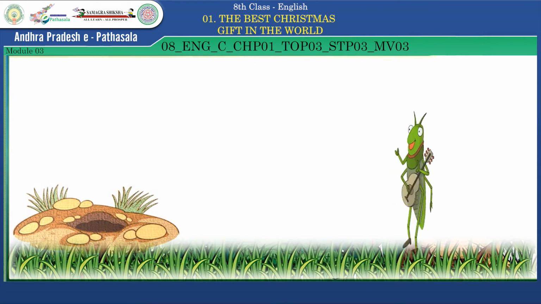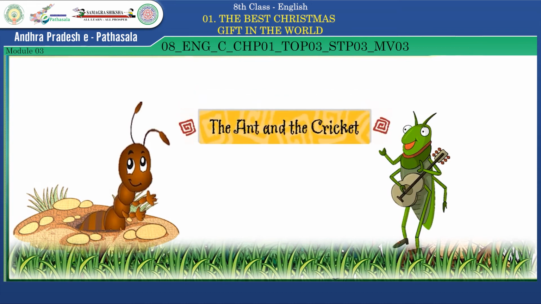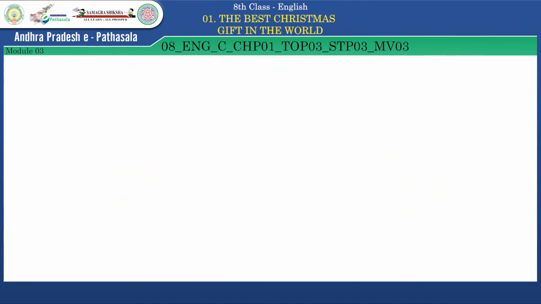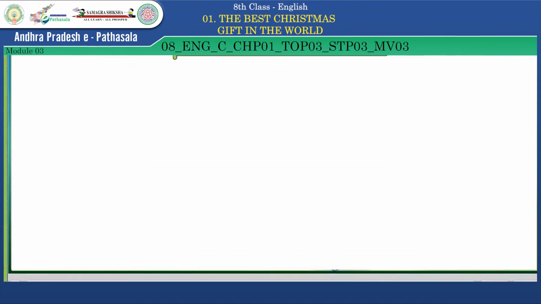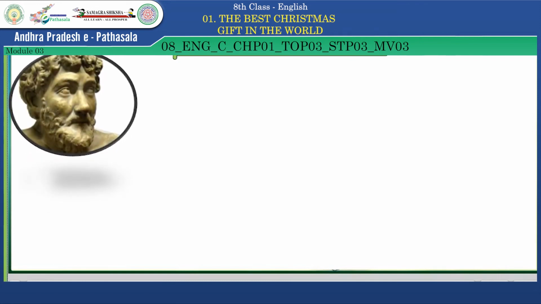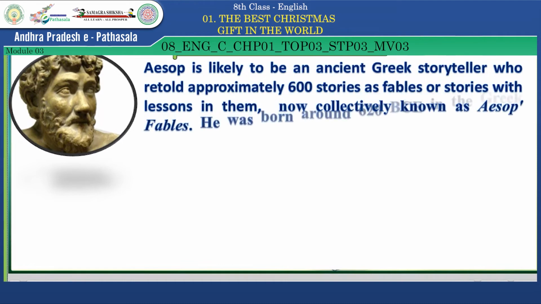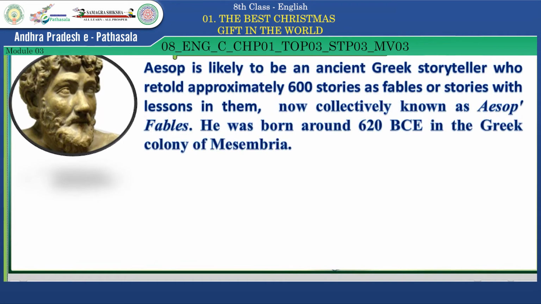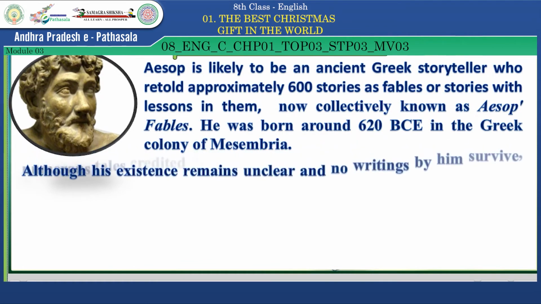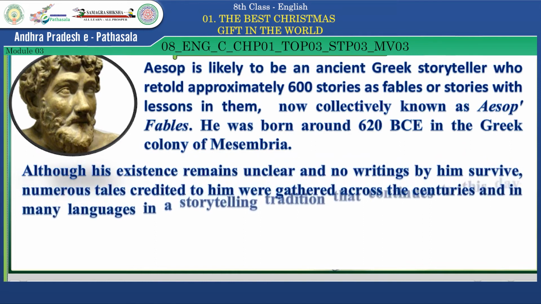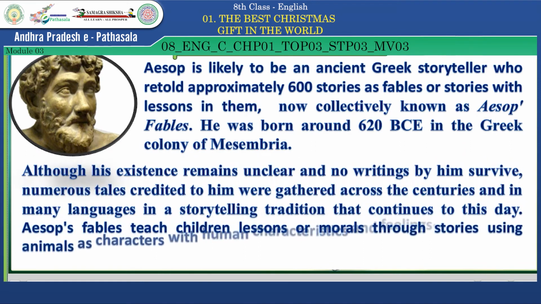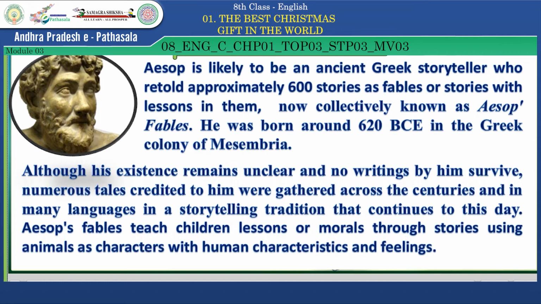Now, let us go to the poem, The Ant and the Cricket. Let us know about the poet. Aesop is likely to be an ancient Greek storyteller who retold approximately 600 stories as fables, or stories with lessons in them, now collectively known as Aesop's fables.